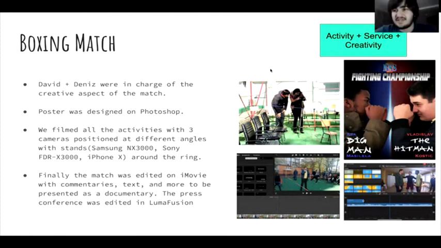Okay, so we had 3 cameras. We just wanted to be exceptional. We had 3 cameras on both sides of the ring, and one dynamic camera, which Denise was recording with. The match itself was edited by Denise, and the press conference was edited by me in different software, LumaFusion and iMovie. Yeah. Next slide.